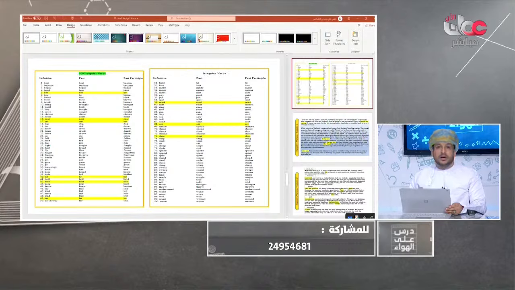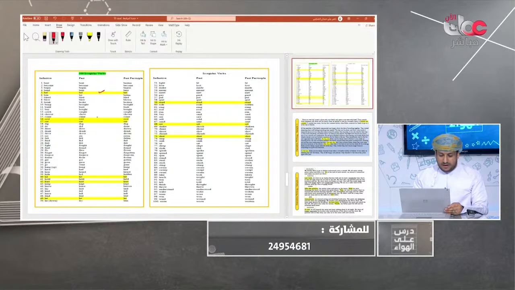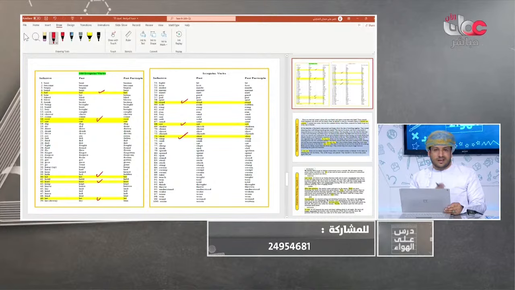So irregular verbs. Students will have to memorize the irregular verbs. So if the students, for example, let's take the verbs in yellow here, they never change. I will just save time for you. Here they never change. For example, if you go to the word cost, cut, they will never change. But the rest, students will have to memorize the verbs.